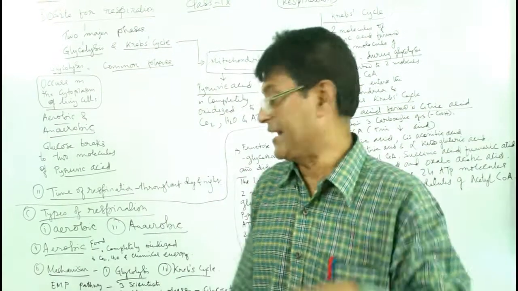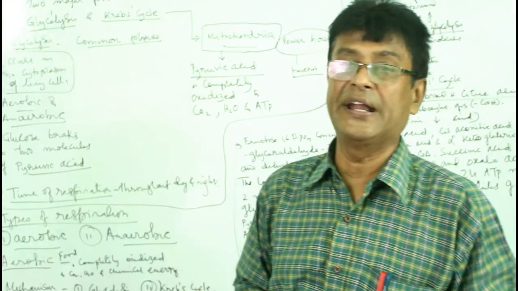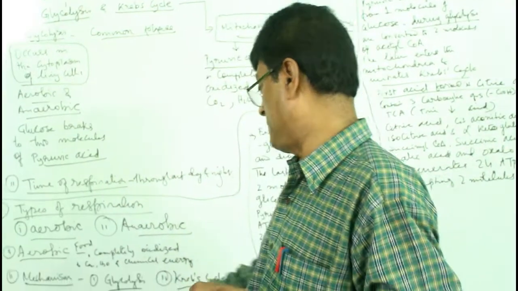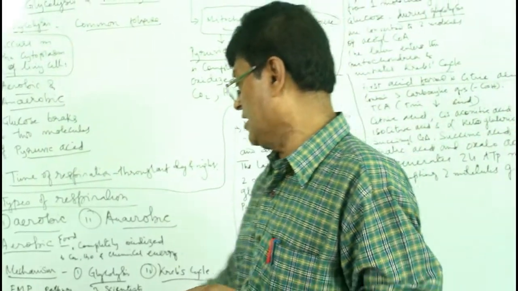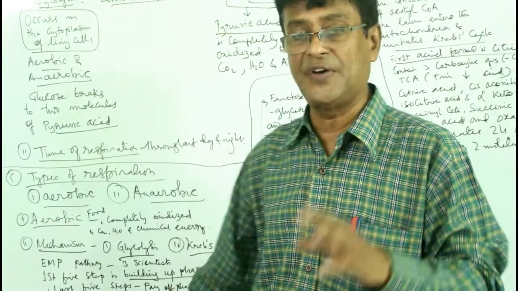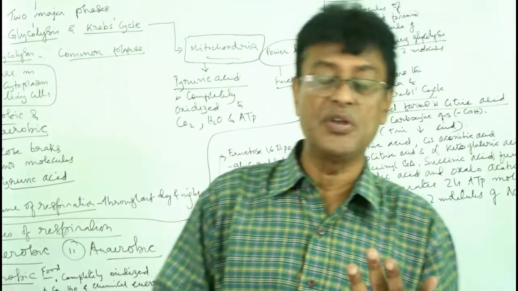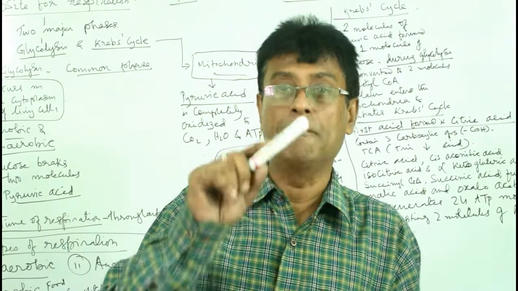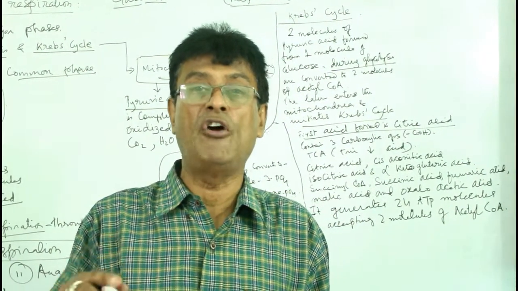Once again, the process is known as the EMP pathway, named after the 3 scientists who observed it. There are 10 steps in total. Out of the 10 steps, the first 5 are the building up phase, and the last 5 are known as the payoff phase.